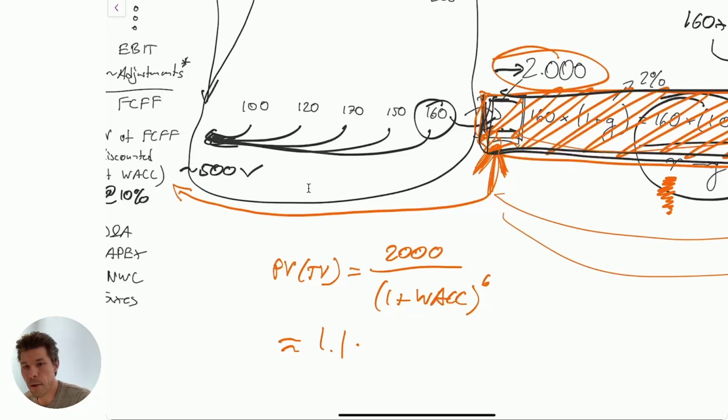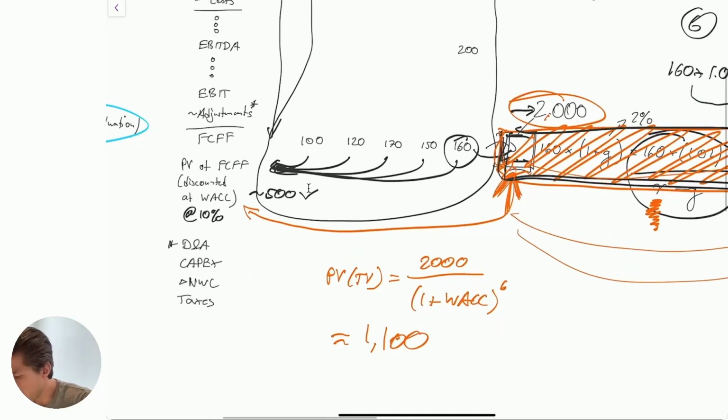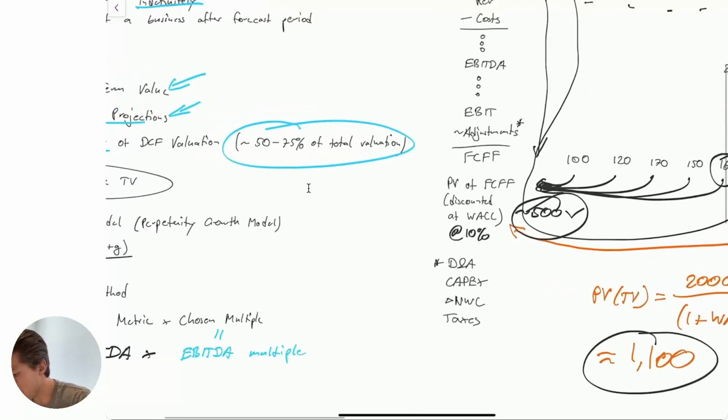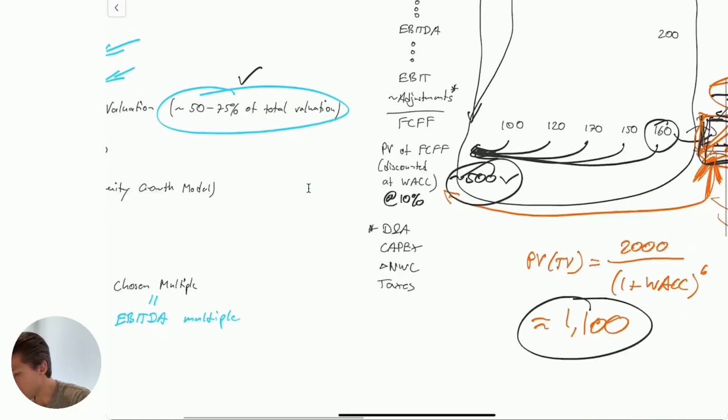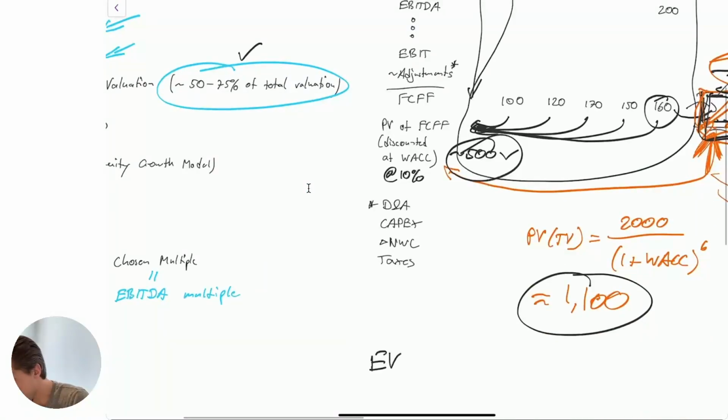1.1 billion or 1,100, it doesn't really matter. Let's just say 500 and 2,000. And then you see 500 compared to 1,100. That's what I said earlier: it's a big part of your valuation, your terminal value. Your total enterprise value in this case would be 1.6 billion, 500 plus 1,100. That's then your enterprise value.